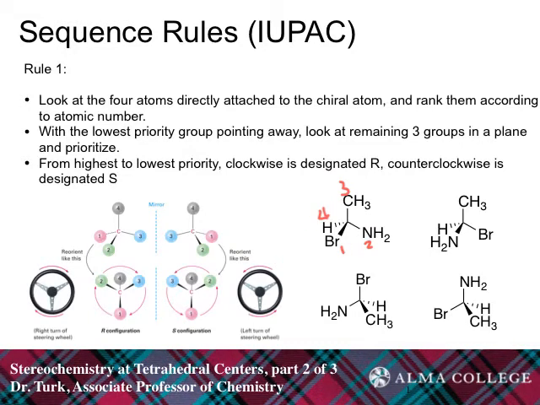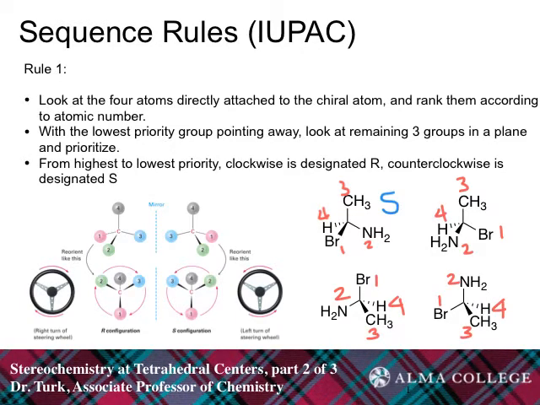With the lowest priority group facing away from us, we look at the remaining three groups, the bromine, the nitrogen, and the carbon, and we determine if moving from 1 to 2 to 3 is counterclockwise or clockwise. This is a counterclockwise rotation, and based on these rules, that chiral carbon can be designated as S. Let's move to the other examples and add 1, 2, 3, and 4 to the atoms that are attached here, and then we'll go through and determine the chiral designation.